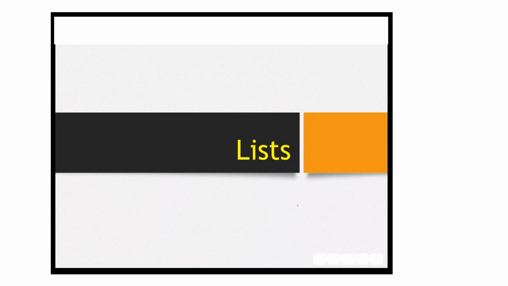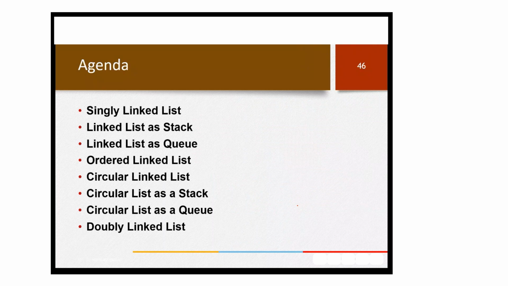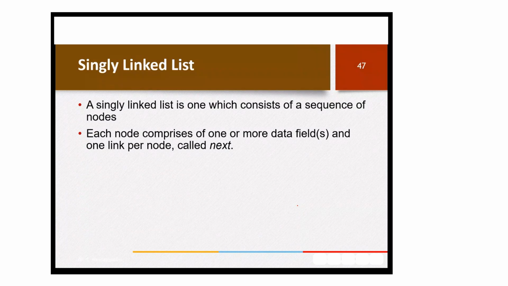Okay, coming to lists, linked lists, most of you have studied. We have plenty of types here. Singly linked list. How do we implement a stack? How do you implement a queue? Ordered list. Then circular list, doubly linked list, circular doubly linked list. So there is a big list. You can go through my book. You will get complete details, code in C, etc.